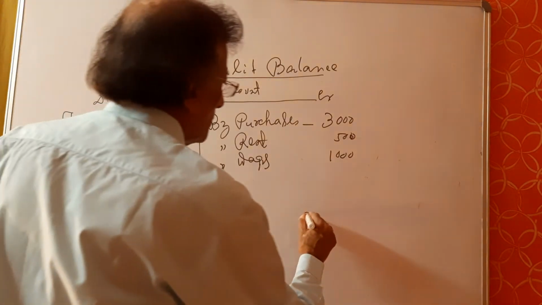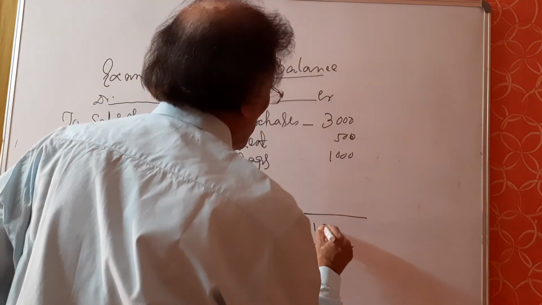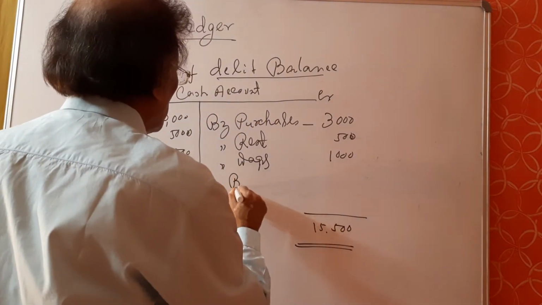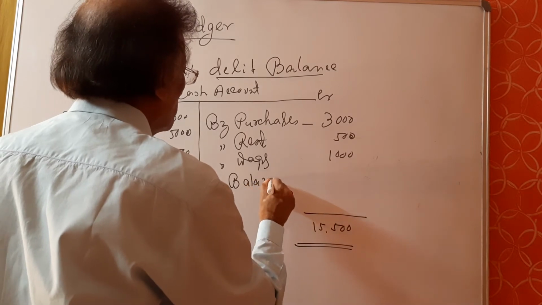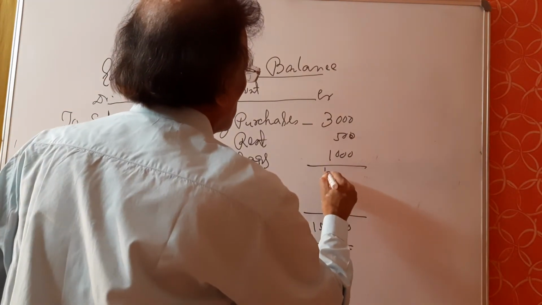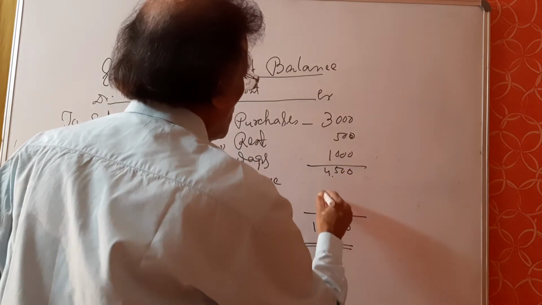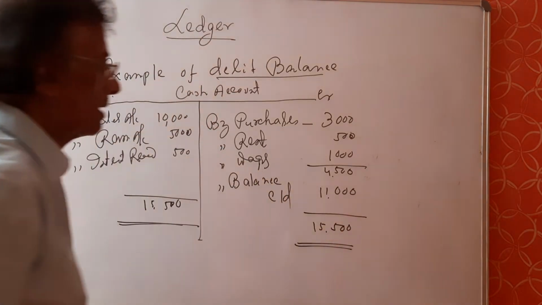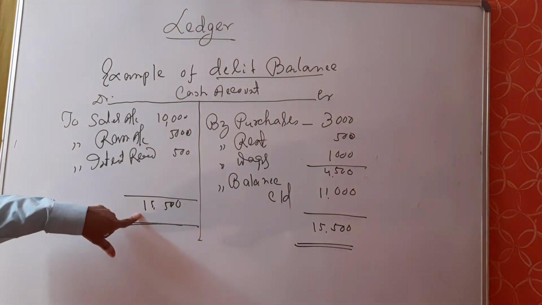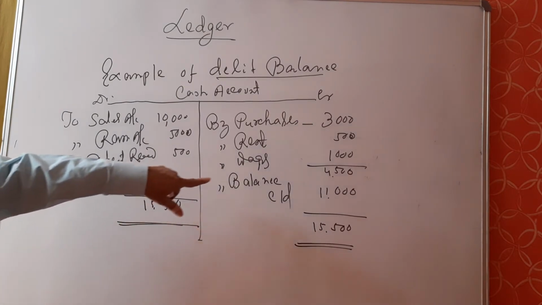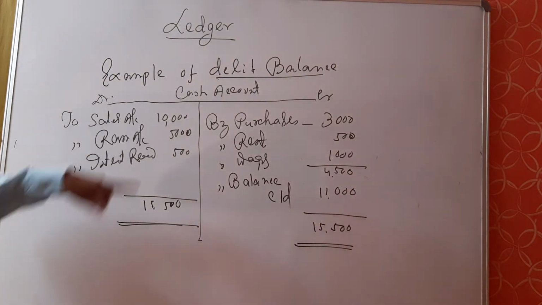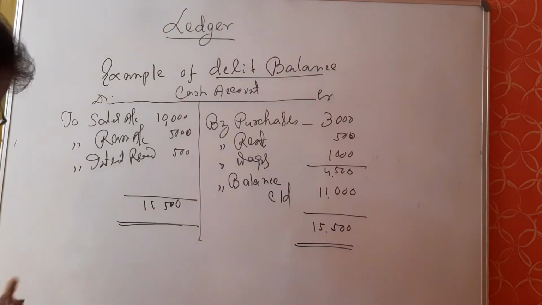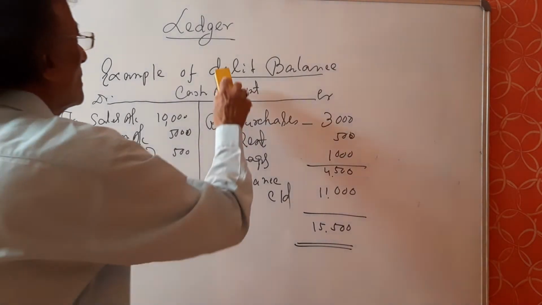Now we shall put this 15,500 to the other side of the account to bring out the difference, that is the balance. The total of this credit side is 4,500, so the difference is 11,000. This is balance. If, as in this cash account, debit side is higher than credit side, this represents debit balance. So this is an example of debit balance. Now we shall show the example of credit balance.